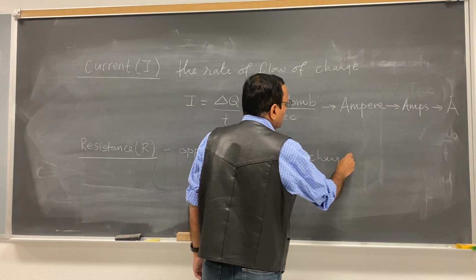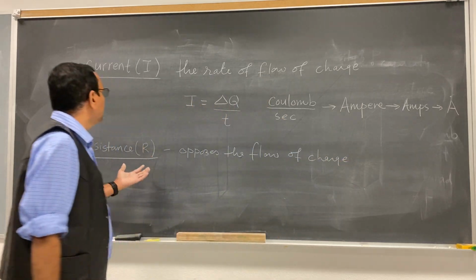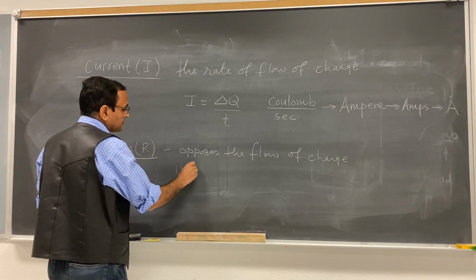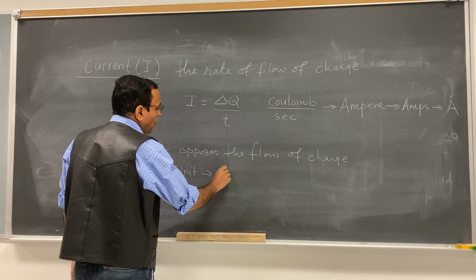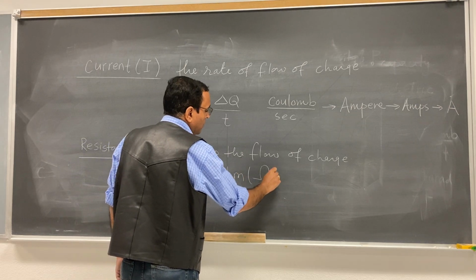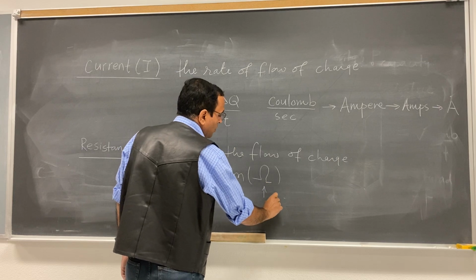That is what we call the resistance, and it is simply denoted by R, and the unit is ohm, and you can use this symbol omega. This is the omega.